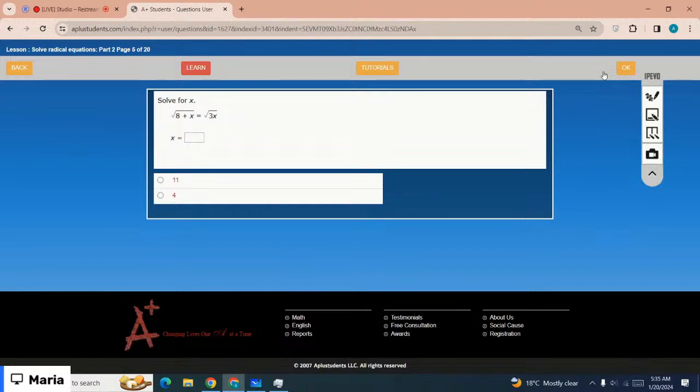The next one is solve for x, which is the correct option. The correct option is 4. It is right. x equals 4.